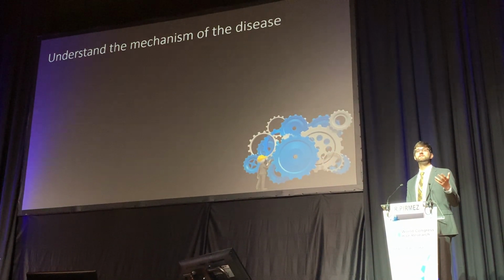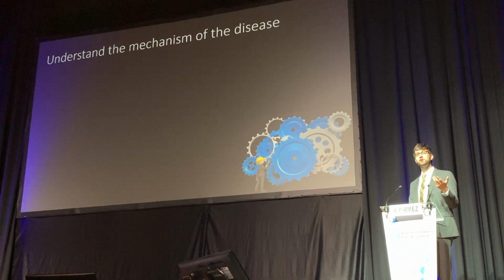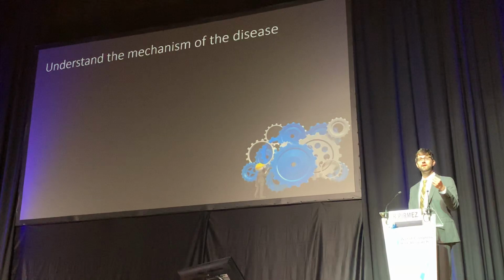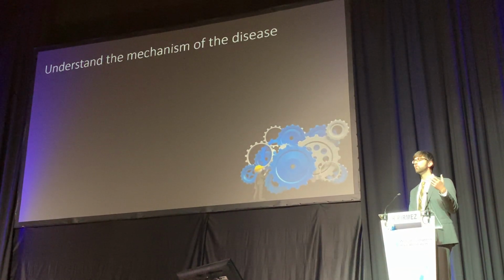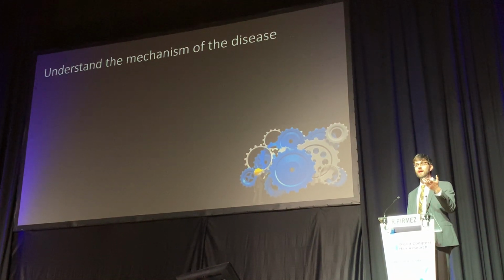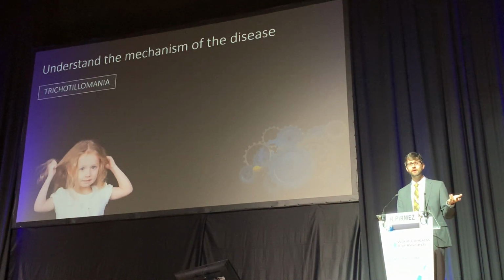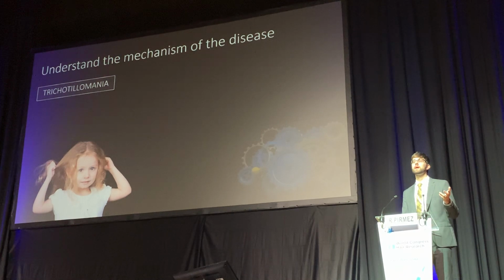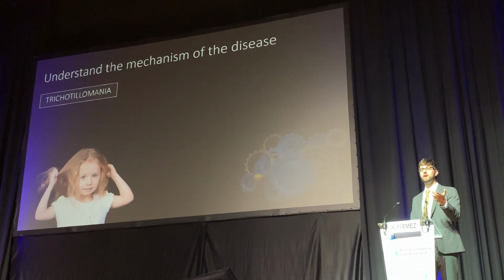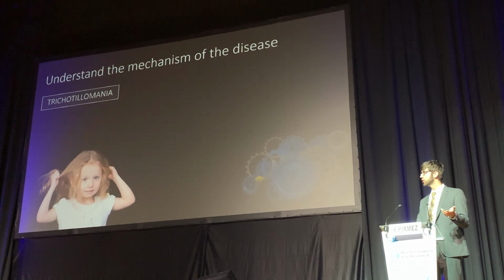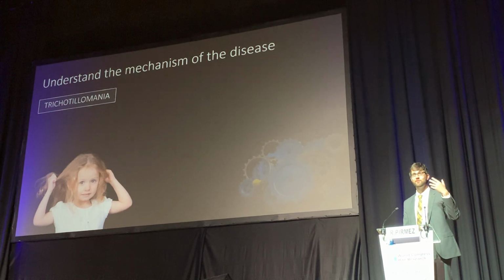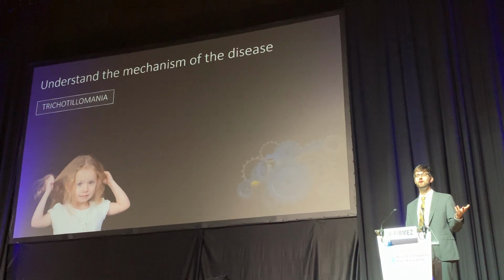In order to understand trichoscopy, to learn trichoscopy, it is very important to understand the mechanism of the disease, how it works and how it is going to affect the hair follicle and the hair shaft. So for example, in trichotillomania, we all know that patients are pulling the hair. And of course the hair shafts are going to break. So what's the major trichoscopic feature in trichotillomania?